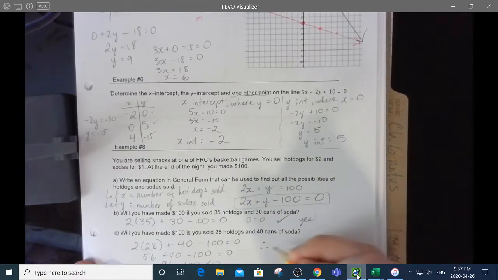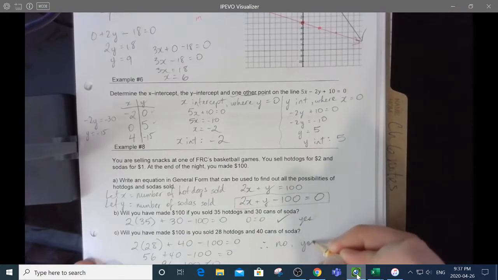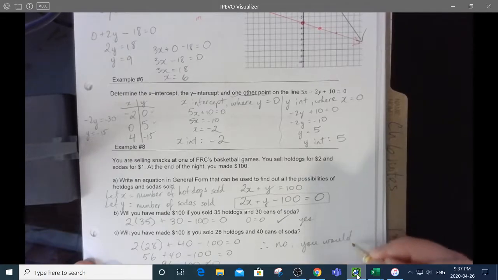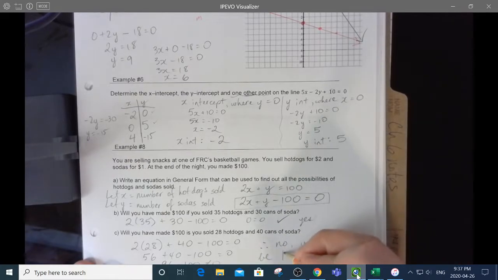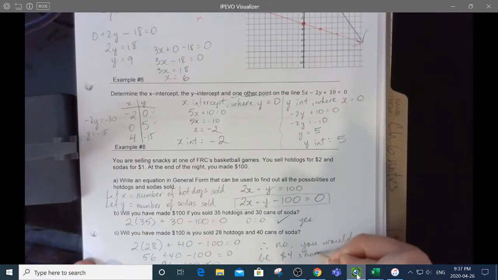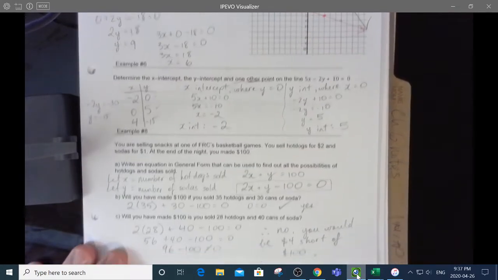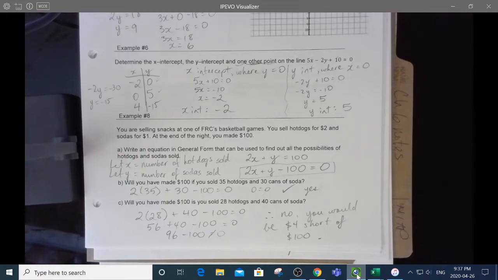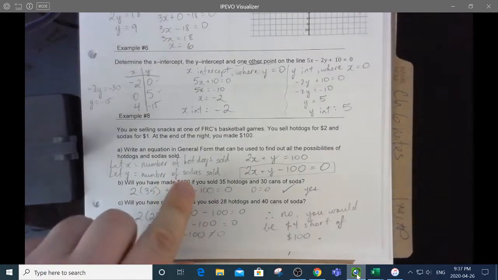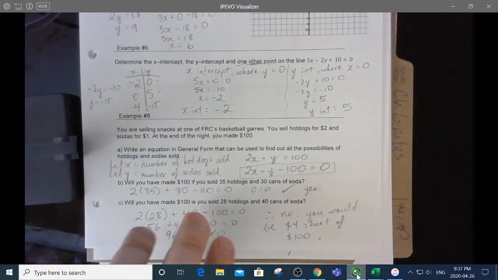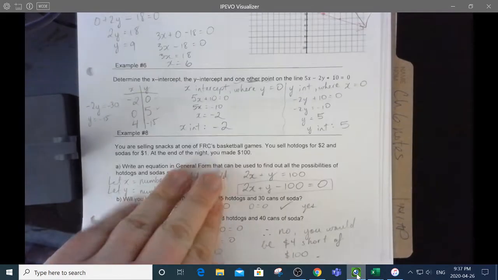So no, you would be $4 short of $100. There we go. Sorry, I'm off the screen there. Okay, so that's the last sort of new notes section.